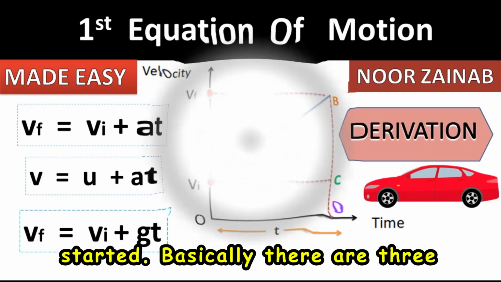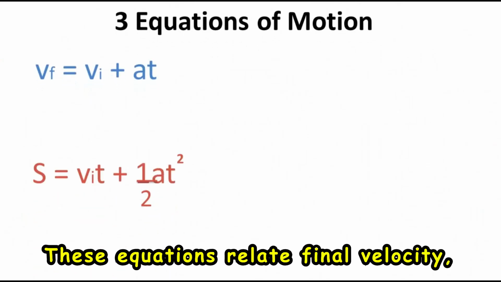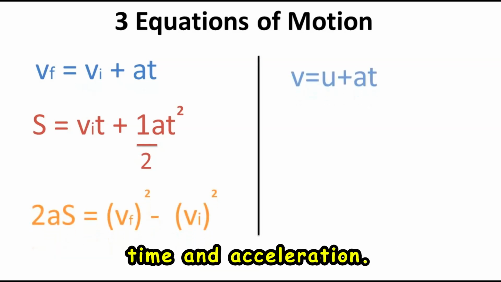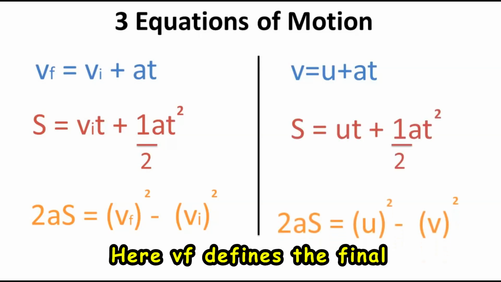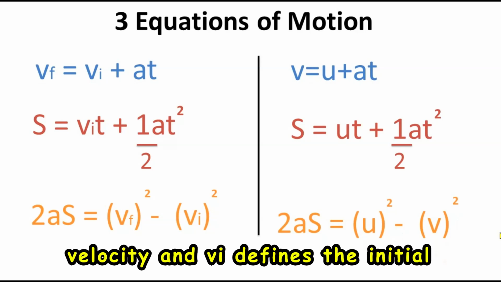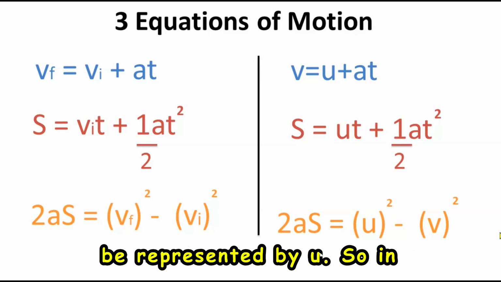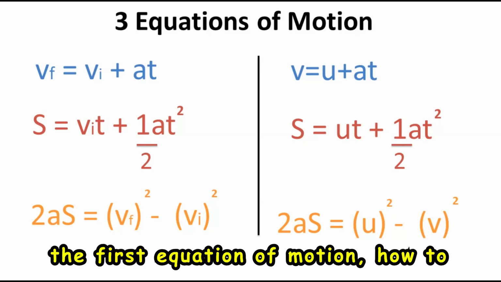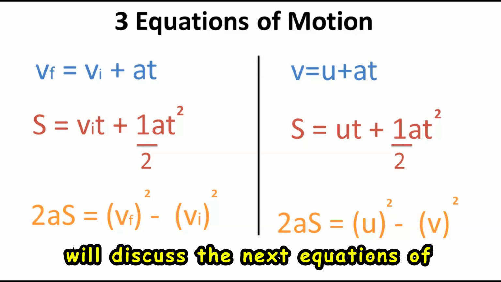So let's get started. Basically there are three equations of motion in physics. These equations relate final velocity, initial velocity, displacement, time and acceleration. Here Vf defines the final velocity and Vi defines the initial velocity of the object. Vi, or the initial velocity of the object, can also be represented by u. So in this video we're going to discuss the first equation of motion, how to derive it, and in the upcoming videos I will discuss the next equations of motion.